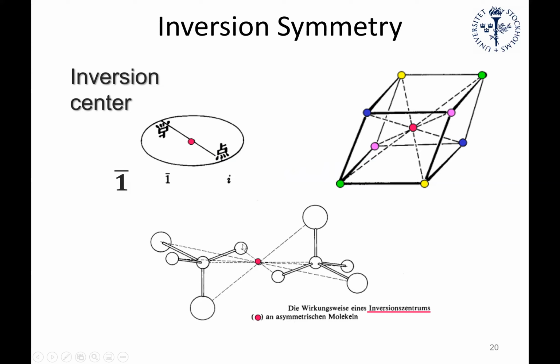Again, for the smaller circle, if you just go from the small circle directly to the inversion center and keep going the same direction, the same amount, you end up at the equivalent point here. With inversion center, sometimes you'll see a lowercase italicized i to represent it, but more often you'll see a bar 1 to represent that.